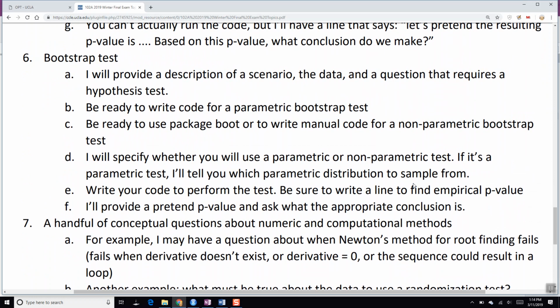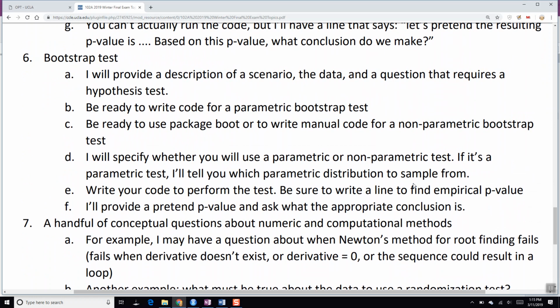I will tell you whether I want you to do parametric or non-parametric. And if I tell you it's going to be parametric, I will tell you which distribution to use, whether that be rnorm or rexp or whatever it might be. I will tell you what distribution to use, but you'll have to write the code for figuring out how the bootstrap should be done.